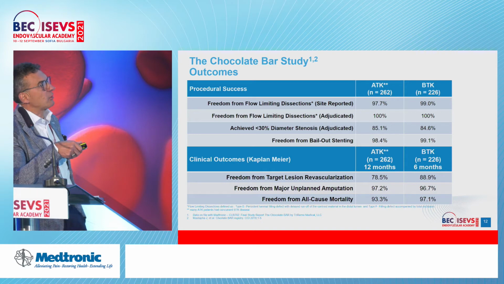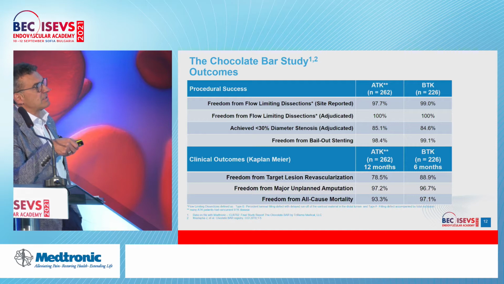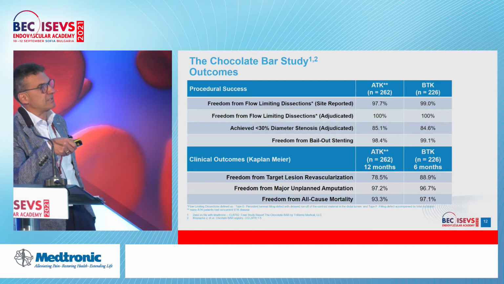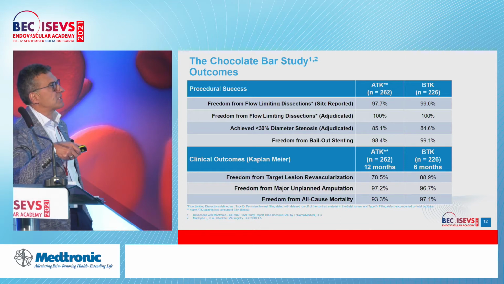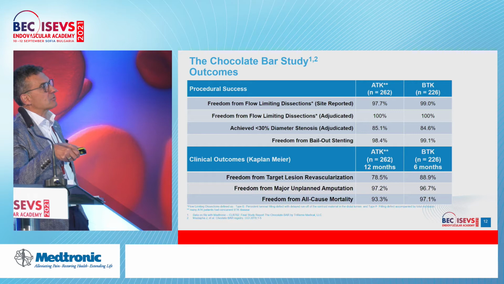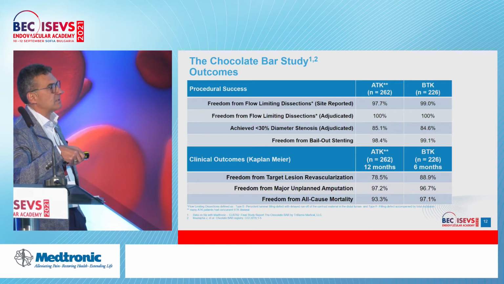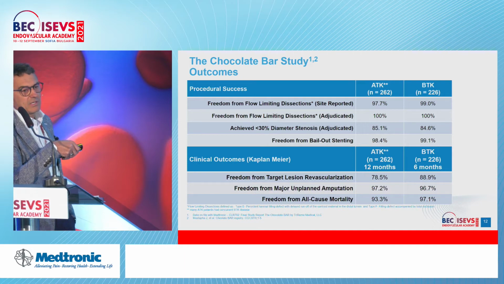What about the flow-limiting dissection, freedom from flow-limited dissection, and hence the freedom from bailout stenting? Excellent results. Adjudicated results, it's 100% flow-limited dissection freedom, and freedom from bailout stenting, it's 98 and 99 respectively. So it's for us it seems unbelievable. Because all we know that at least in our daily practice, at least in 30 to 50% of the ballooned SFAs, we have to implant a stent.